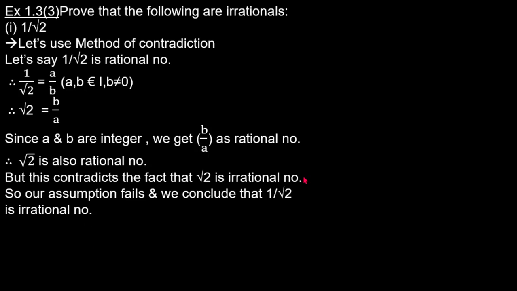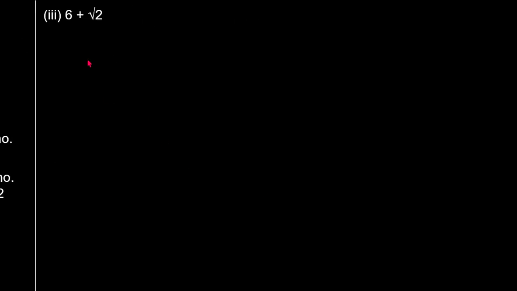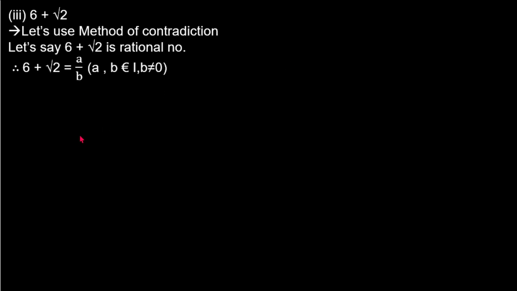So we enter into contradiction and our assumption fails, and hence the given statement is true. Similarly, there is 7 root 5. This is for homework to you. Next is 6 plus root 2. We have seen this type. Method of contradiction, rational number.